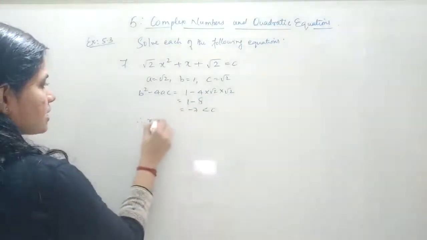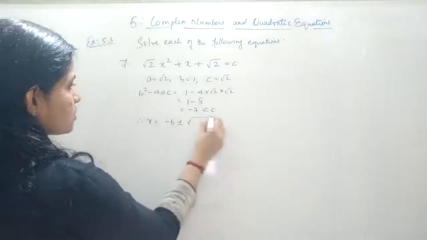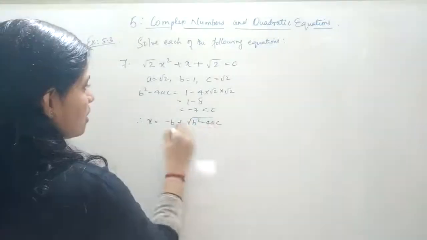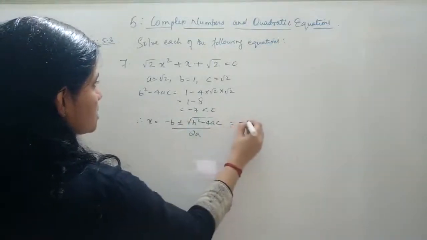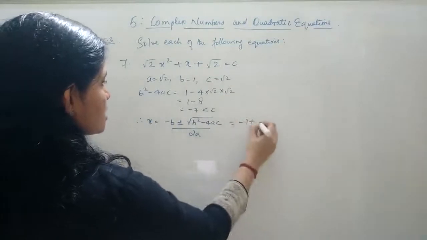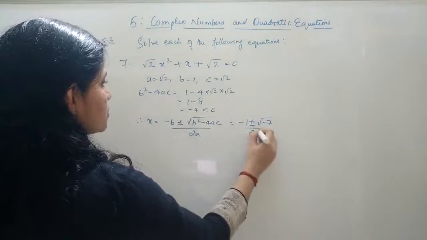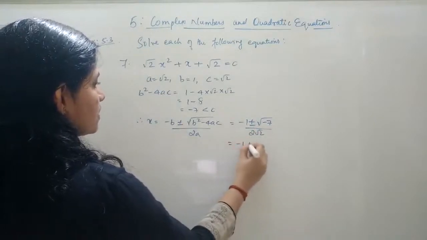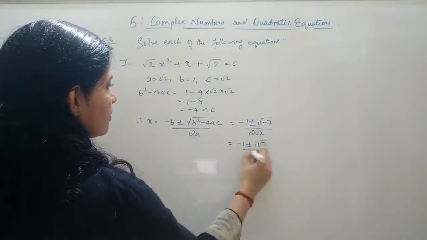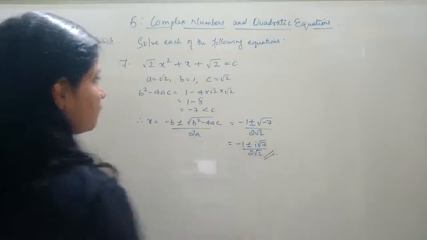So your x is minus b plus or minus root of b square minus 4ac by 2a, which is minus b will give you minus 1 plus or minus root of minus 7 divided by 2 into root 2, which is minus 1 plus or minus I root 7 by 2 root 2. Okay.